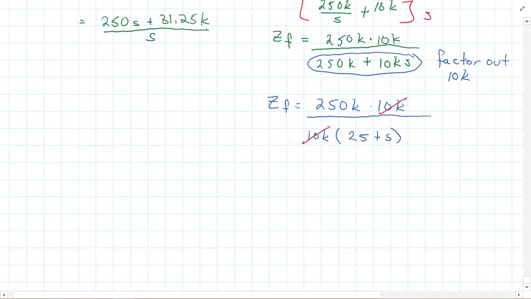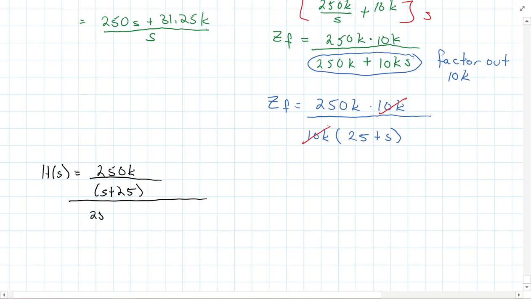Now, there's a reason why I left this here, because we know that my transfer function here is going to be ZF, which is 250K over S plus 25, divided by Zn, which is 250 S plus 31.25K over S, times Vn, which is of course 1.